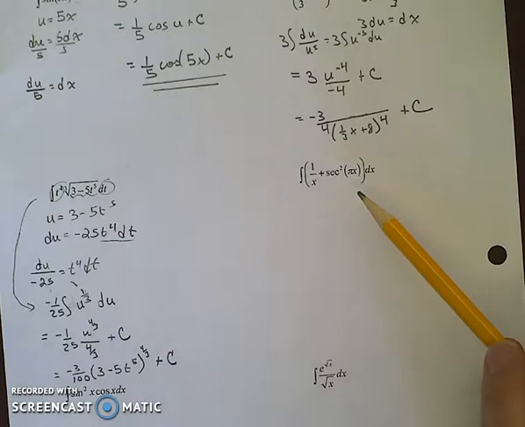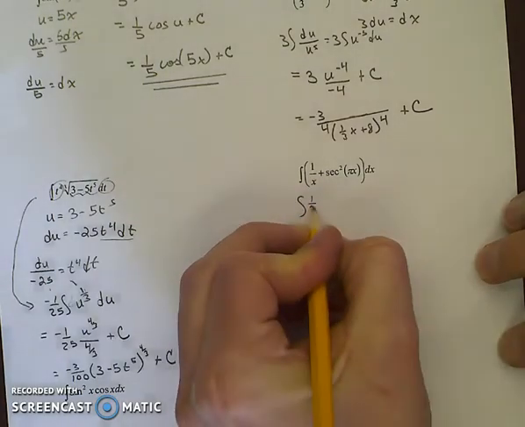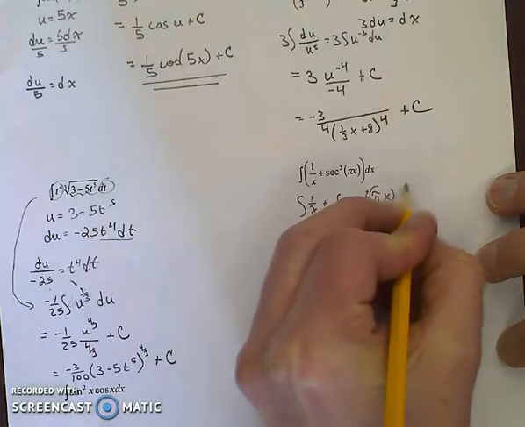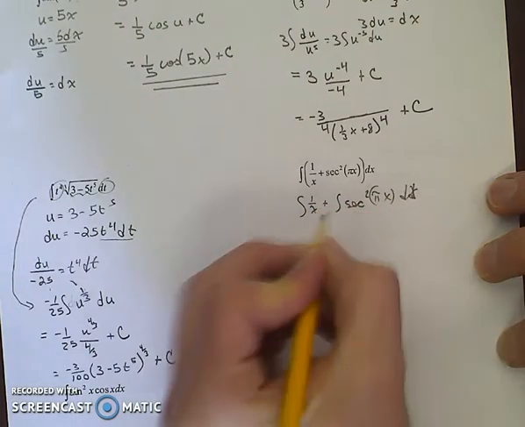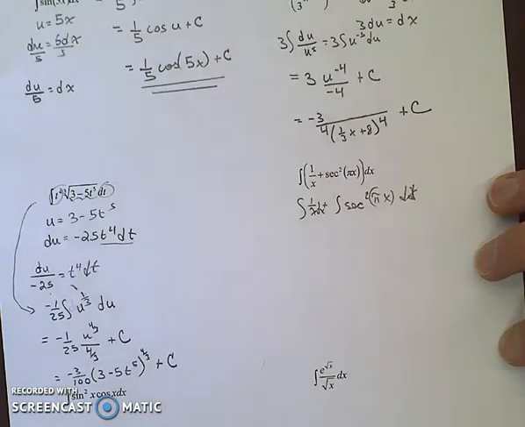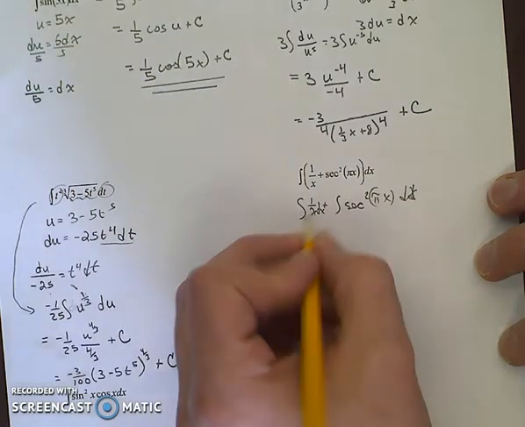This one, you guys split it up. And so we're going to get the integral of 1 over x plus the integral of secant squared pi x dx. You need the dx there. I'm forgetting these dx's this video, but you do need the dx's everywhere you go. So let's see here.